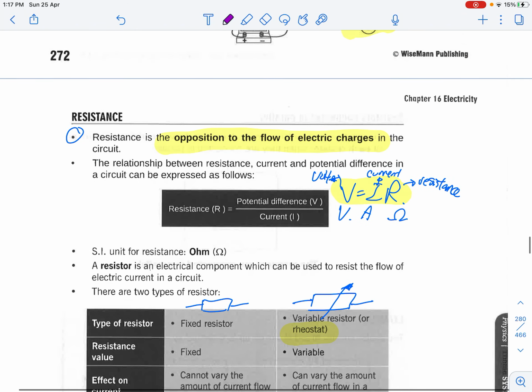And how do you measure resistance? It is basically potential difference over current. This is an important exam question when they ask you, if you plot a graph, for the relationship. So this is the main relationship between resistance and current, where if the voltage increases, the current increases, and vice versa. To calculate, voltage equals current times resistance, or you can use this formula.